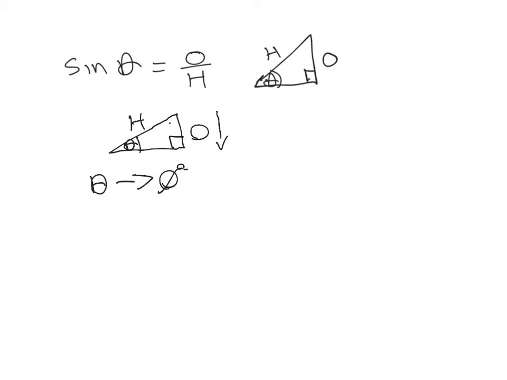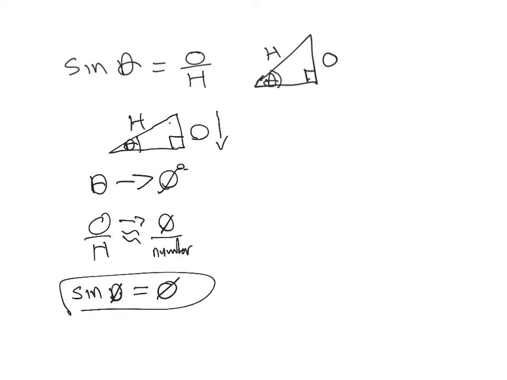Okay, so as theta tends towards 0 degrees, the opposite will tend towards 0, whereas the hypotenuse will continue to be a number, won't it? And 0 divided by anything is 0. So as theta becomes 0, we have the opposite, 0 length, divided by a number, the length of the hypotenuse, and 0 divided by anything is 0. So that means we can say that the sine of angle 0 is going to equal 0.